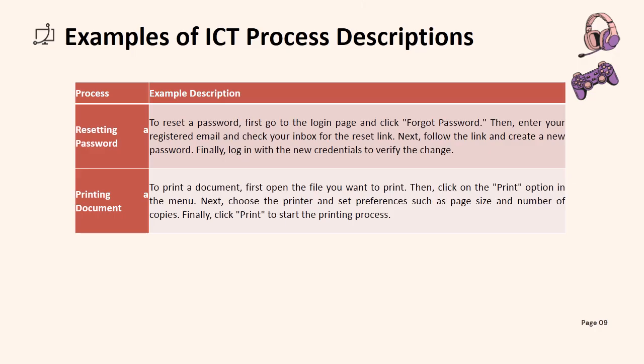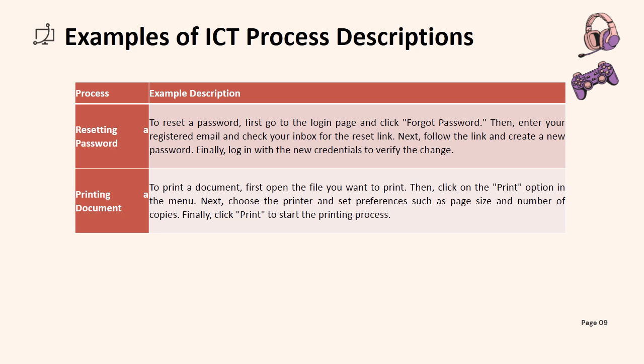Here there are two examples of two different processes. Let's see the first process, which is resetting a password. Try to identify how the verbs or the tenses are used and what the sequential markers are in this text, okay? To reset a password, first go to the login page and click Forgot Password. Then enter your registered email and check your inbox for the reset link. Next, follow the link and create a new password. Finally, log in with the new credentials to verify the change.